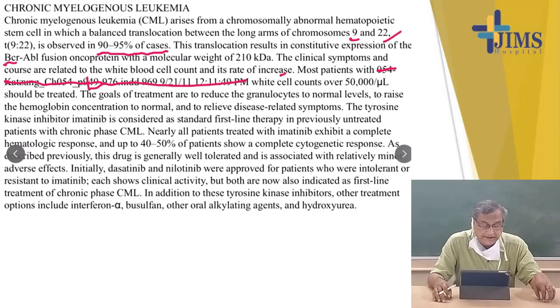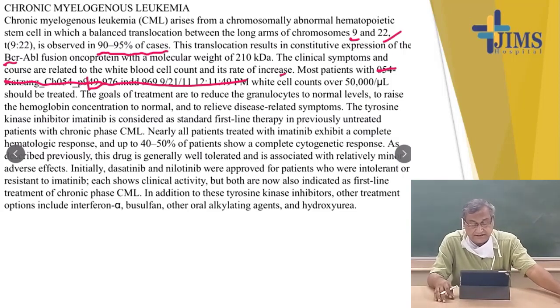The tyrosine kinase inhibitor imatinib is considered the standard first-line therapy in previously untreated patients with CML. Nearly all patients treated with imatinib exhibit a complete hematological response, and up to 40-50% of patients show a complete cytogenetic response. As described previously, this drug is generally well tolerated and associated with minimal adverse events.